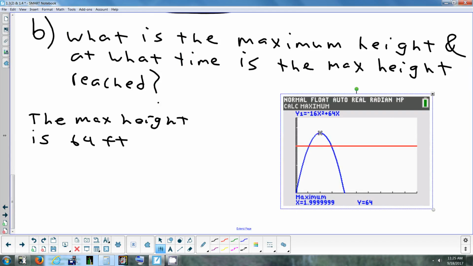Remember, the calculator can't actually do algebra. Not this calculator, anyway. All it's doing is trying to estimate it. So if the calculator tells you it's 1.999 and it just keeps repeating, it probably is at 2 seconds. Okay? So maximum height is 64 feet at 2 seconds.